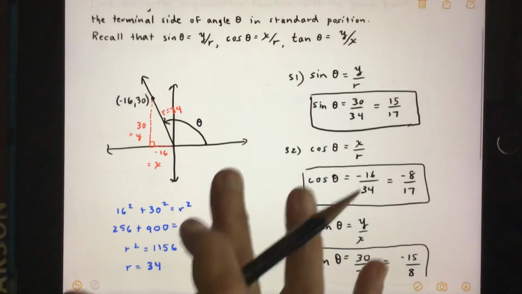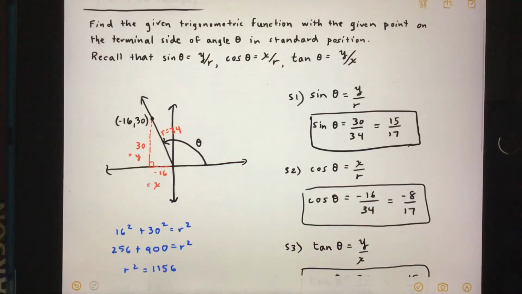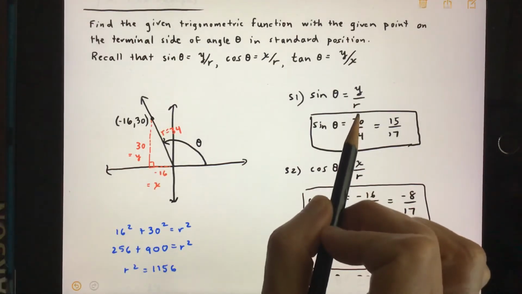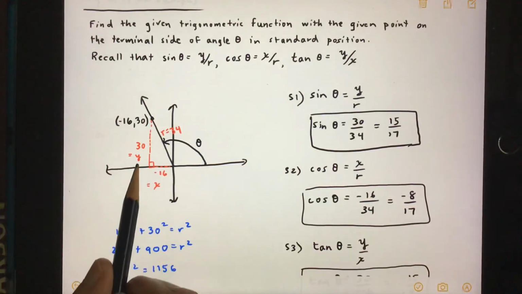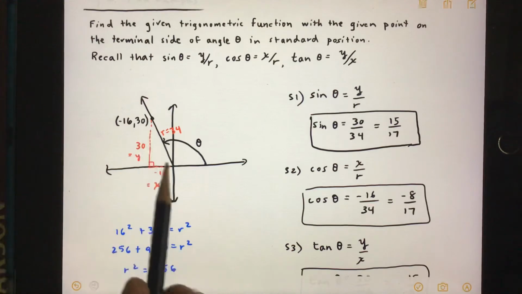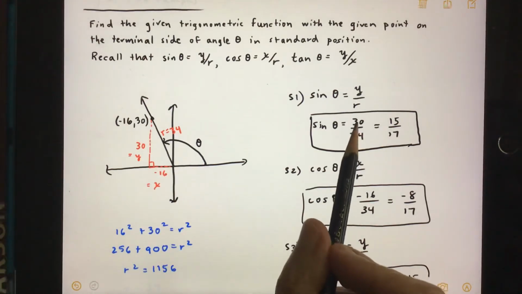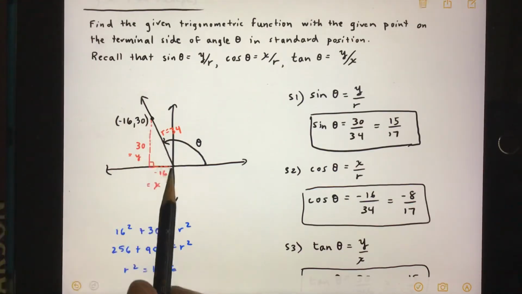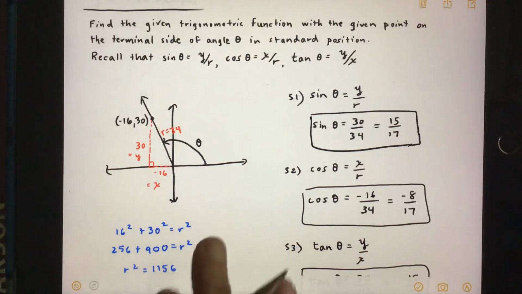Now I'm ready to state the value of sine theta, cosine theta, and tangent of theta. Sine of theta will be whatever number is the y value over whatever number is the r value. Y we've established is 30. It's whatever the y-coordinate is over our radius that we have worked out to be 34. So sine of theta is the opposite side of my triangle, here's my opposite, y, over my hypotenuse, r. 30 over 34 is 15 over 17 when we reduce it. We must reduce if we can.